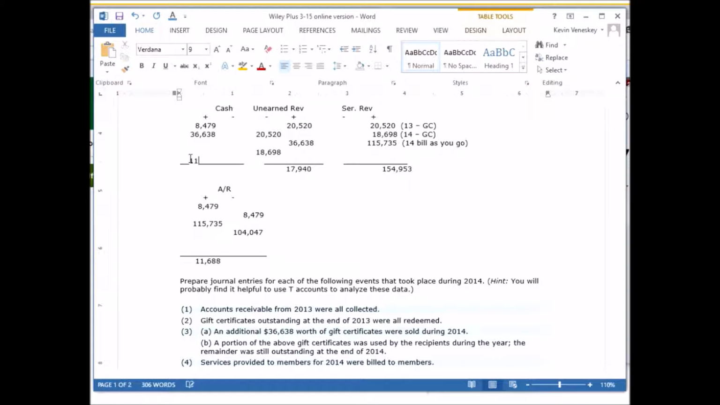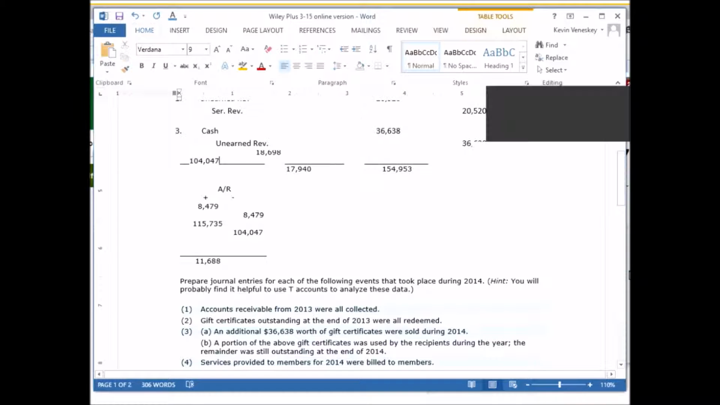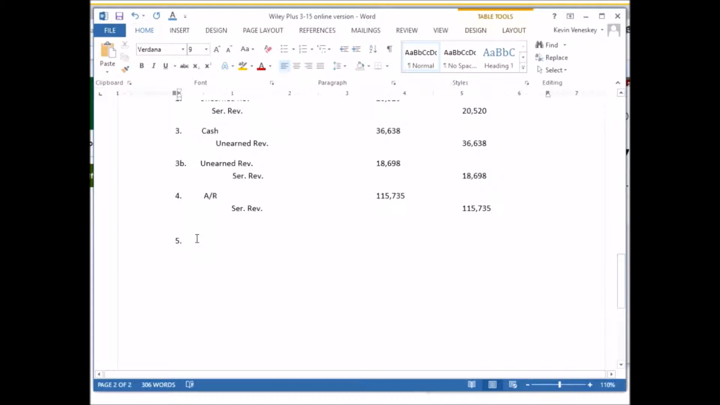And what I actually received at that point then was cash of, oh no, it's not 11,000. 104 I received in cash. So that's what came off my customer's account. So that would have been my debit here, cash, the 104,047, and then knowing I need to credit my account receivable to reduce my customer's bill by 104,047.